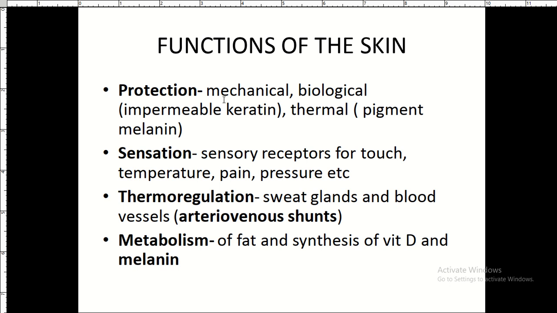The skin is also responsible for sensation. So you have sensory receptors for touch, temperature, pain, and pressure. There is also thermoregulation. You have things like sweat glands and blood vessels, which are involved in arteriovenous shunts. We also have the metabolism of fat and synthesis of vitamin D and melanin right inside your skin. Let's take a look now.